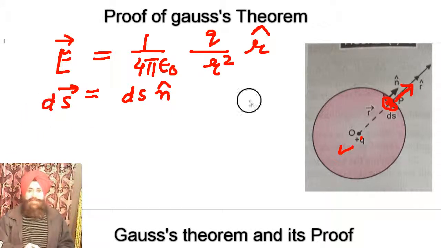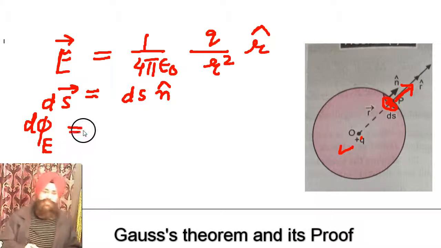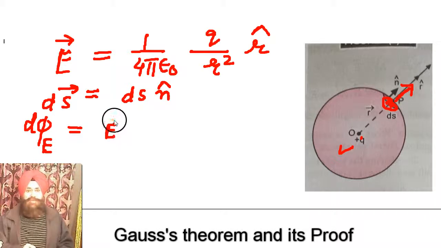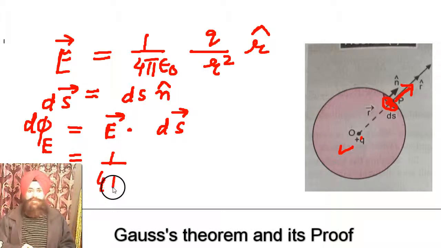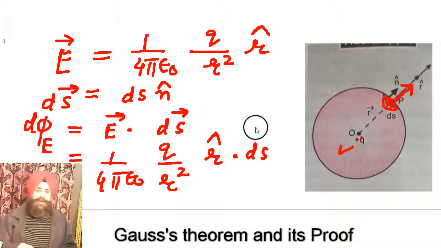Now we write the electric flux over the area element ds. What is the electric flux for this area element? We write it here d phi E, because this is a small flux which is attached with ds and is electric flux. So by definition of flux, it is equal to E vector dot ds vector. What is E vector? E vector is 1 over 4 pi epsilon naught, q by r square, r cap, and ds n cap.